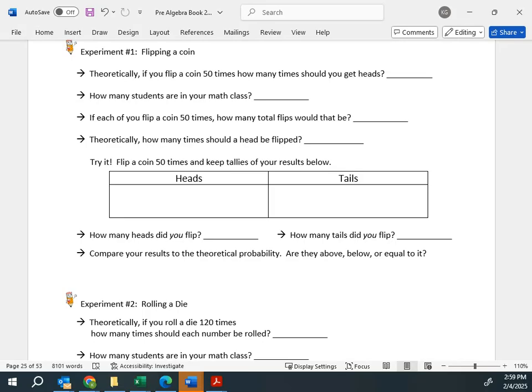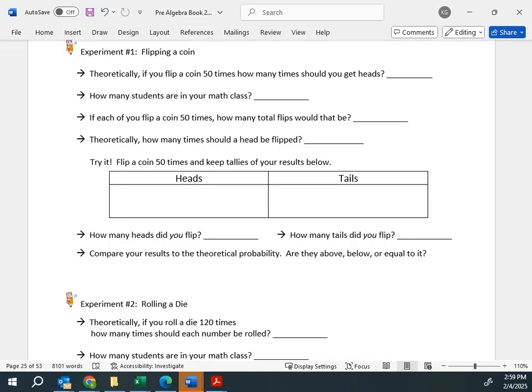When you are finished with this assignment, if you still have time, you can work on packet number 7 that is due next week Tuesday. I'm going to be making the video for that. It should be on the YouTube channel.